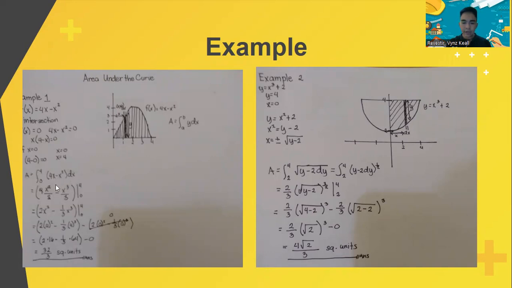So the integral of 4x is equal to 4x squared over 2, and the integral of x squared is equal to negative x cubed over 3, with the limits of 4 and 0. Next, cancel out 4 and 2. So the answer is 2x squared, and copy the x cubed over 3. So x cubed over 3, we can also call it 1/3 x cubed, with the limits of 0 to 4.